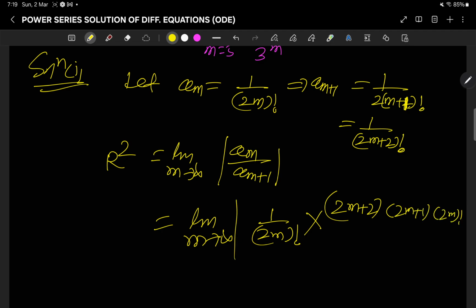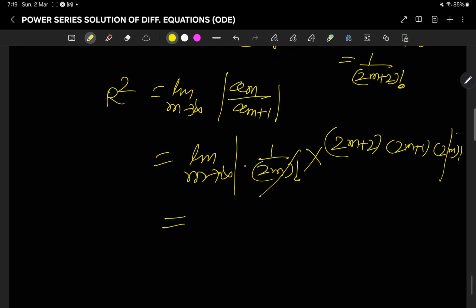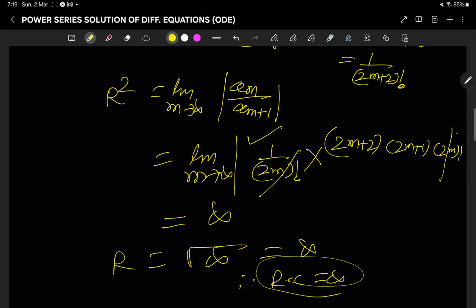Okay, modulus. Now this (2m) factorial cancels, there is no negative sign, so modulus has no role, so now it is infinity. So r square is infinity, so r is also root of infinity, which is equal to infinity. Therefore the radius of convergence is infinity in example 1.